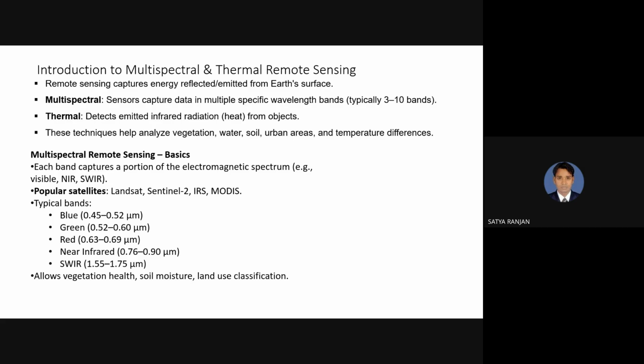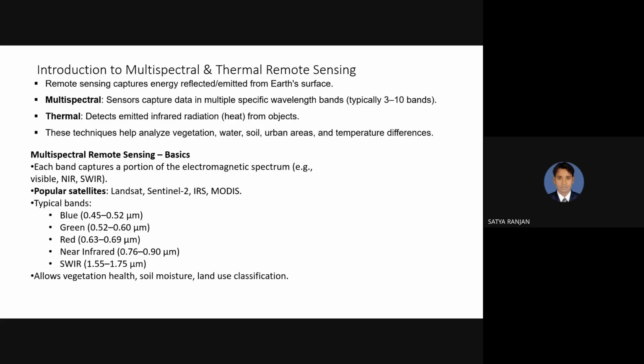So these techniques help analyze the vegetation, water, soil, urban areas. So nowadays thermal remote sensing is largely applicable to different zones and different applications. So there is a huge demand in thermal remote sensing as compared to the multispectral also.